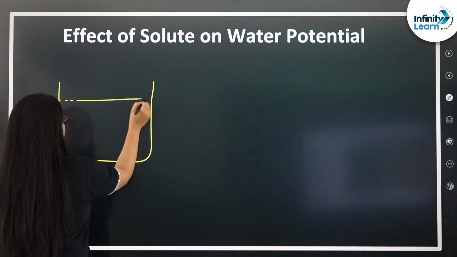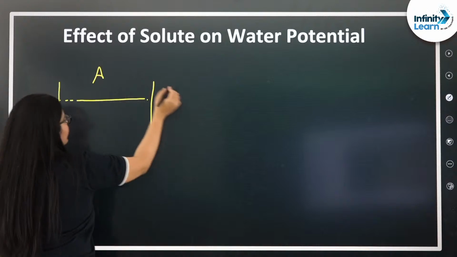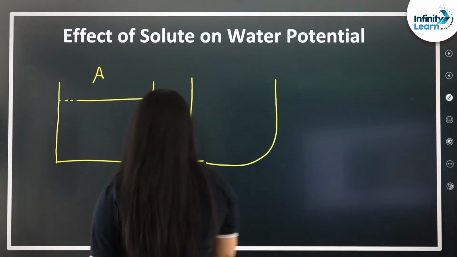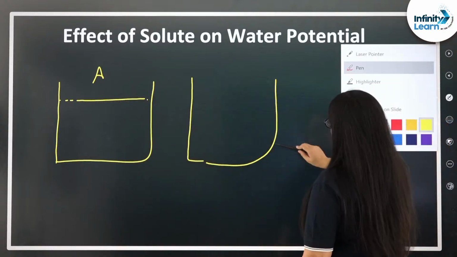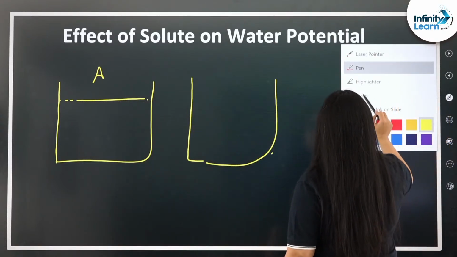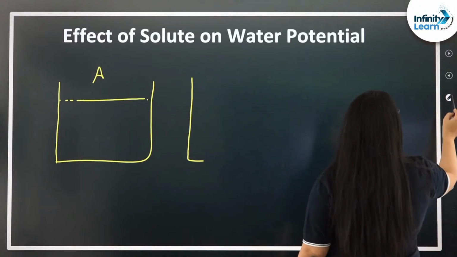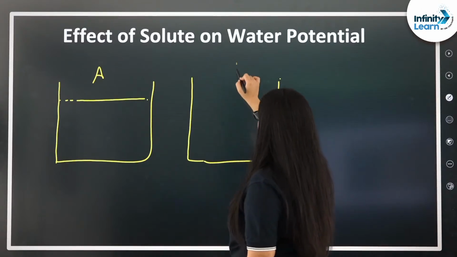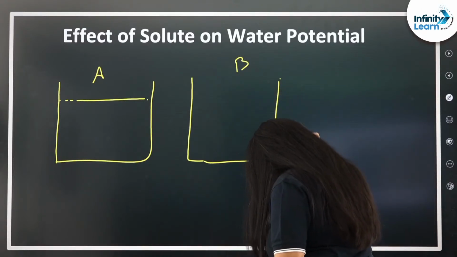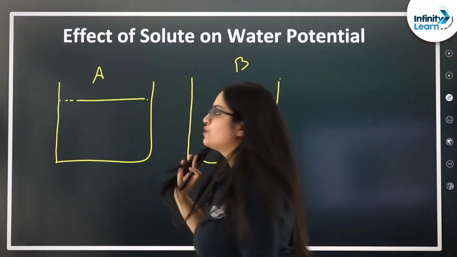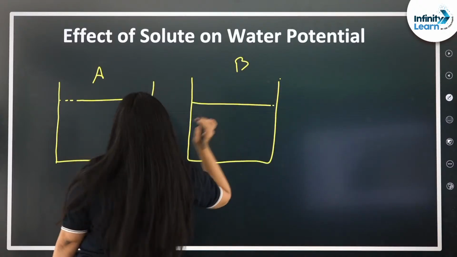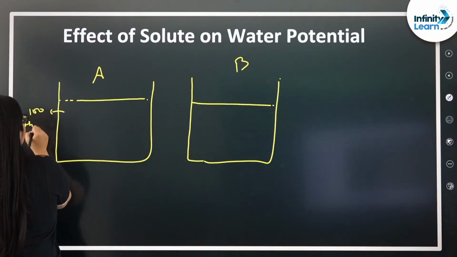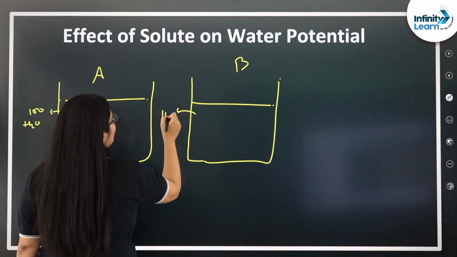For example, this is a beaker A, right, and this is a beaker B. Right my kids, this is a beaker A and this is a beaker B. Now see here students. So number of water molecules, say for example here there are 100 water molecules. Here also there are 100 water molecules.